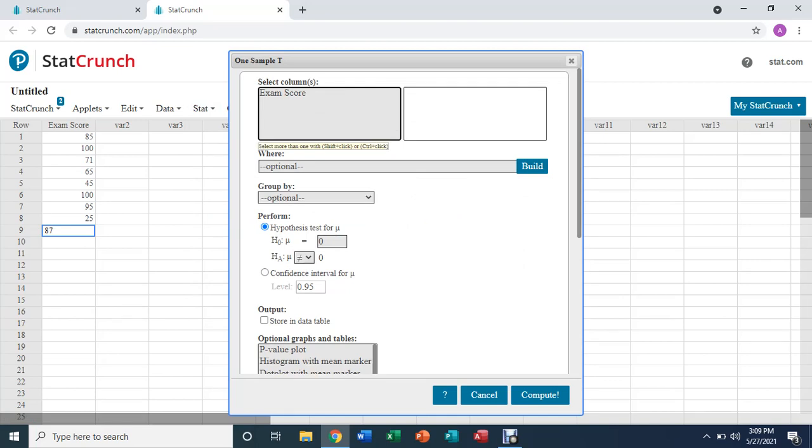You highlight your variable and go to the hypothesis test for the mean. Mu stands for mean, and we are claiming that the mean is less than 85%. The null hypothesis is always the equal sign, so 85, and here you can choose not equal to, or less than, or greater than. We are claiming that the mean score is less than 85%. There you go, and you hit compute.